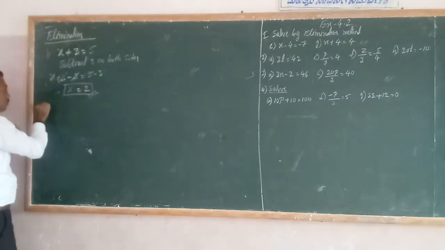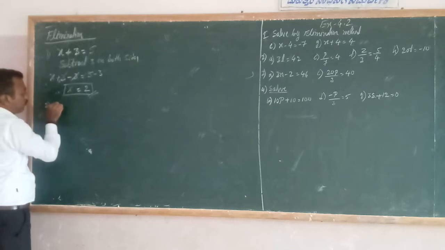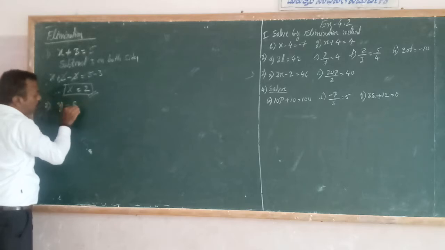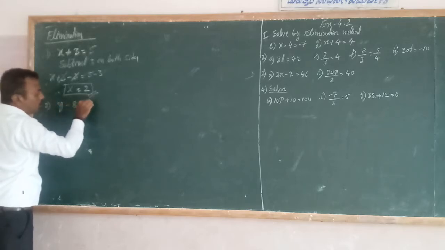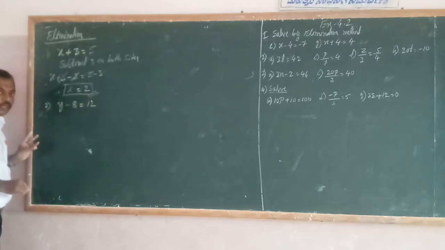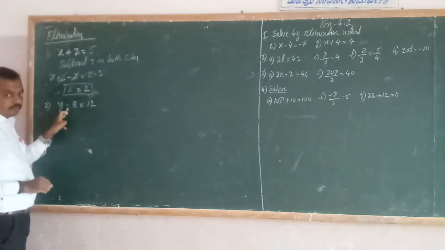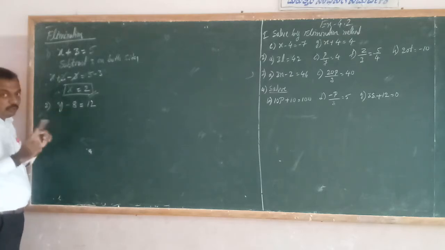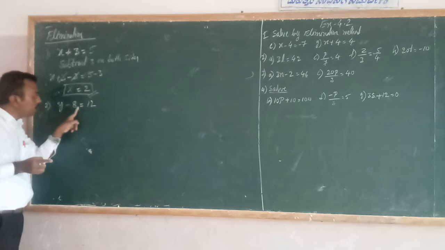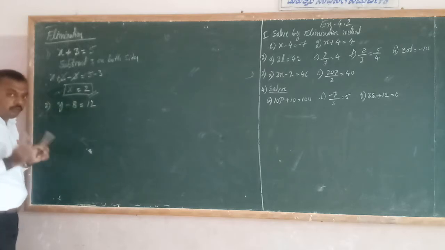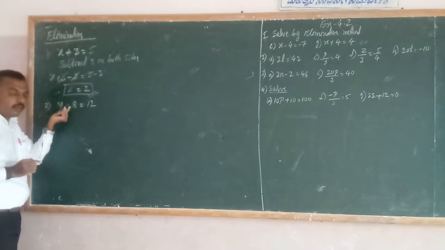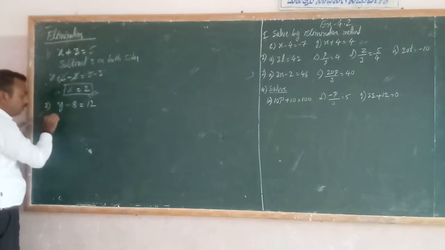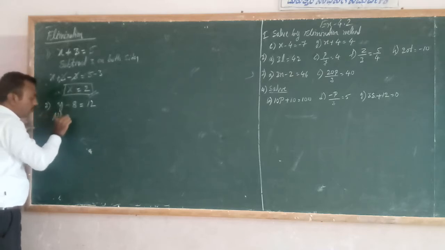Okay, next, students, I will take another example. y minus 8 is equal to 12. See here, minus 8 is there. We have to eliminate it, remove it, delete it. So what do we have to do? Here minus is there, so we have to add 8. The minus and the plus get cancelled. That's why we add 8 on both sides.